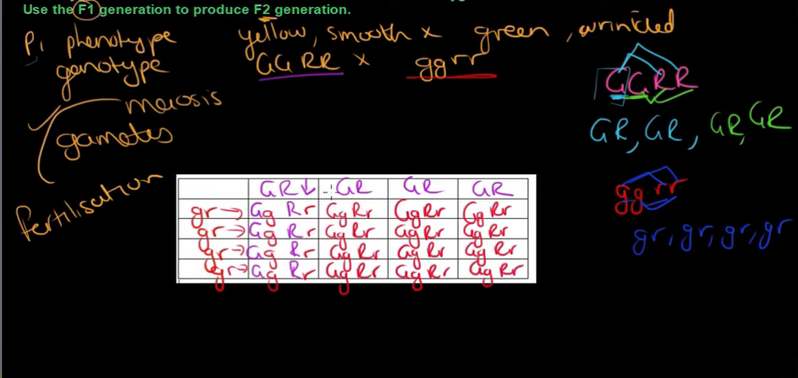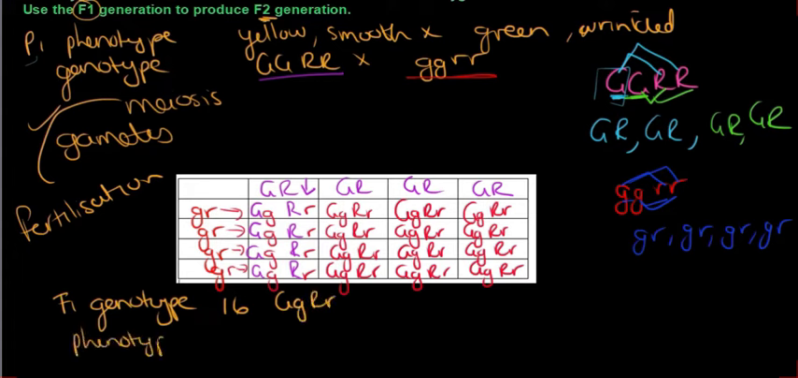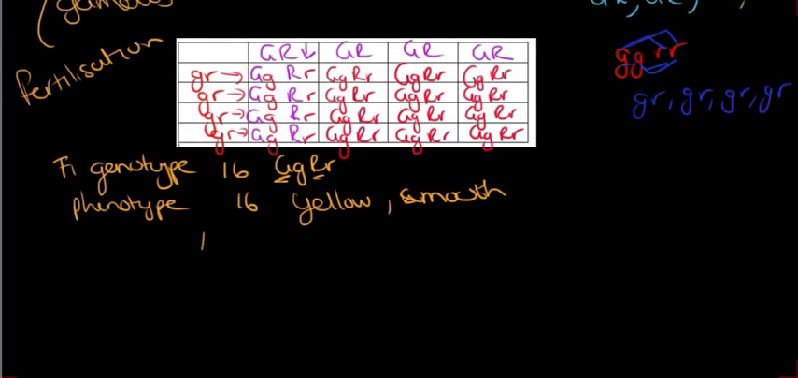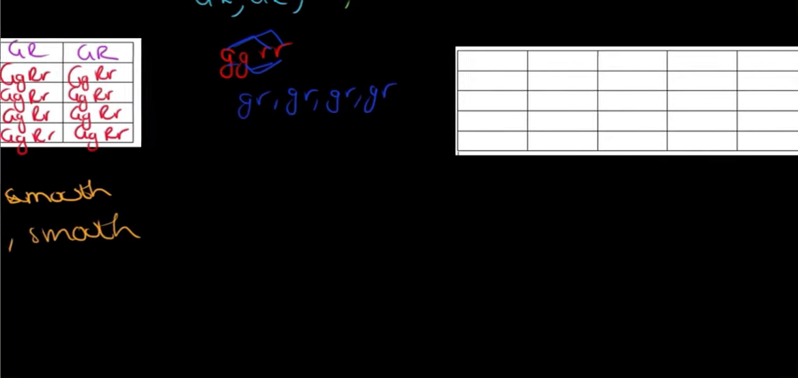Okay, now we can finally show our F1 generation. So F1 genotype, and it's going to be 16 of these, and then phenotype, 16, and then once again you can just use the dominant traits, so yellow and smooth. And then there's no real phenotypic ratio here. So you can also just say 100% yellow and smooth, depending on what they ask of you in the question.